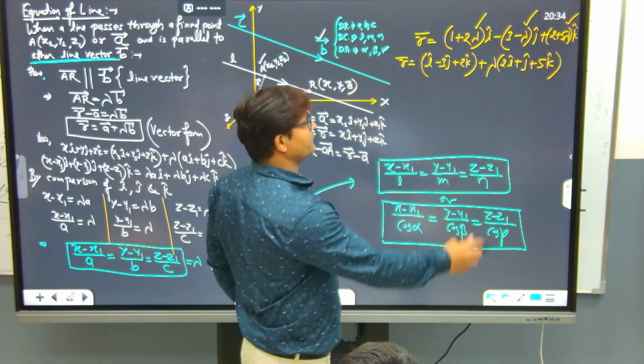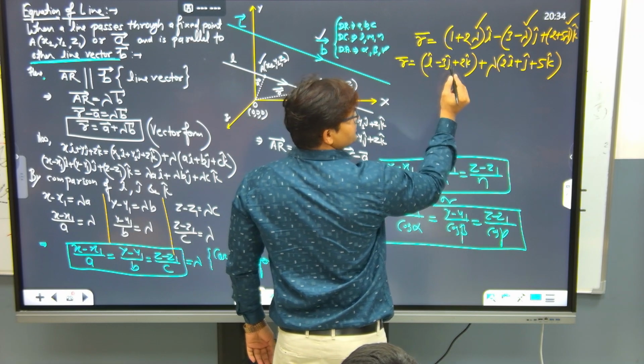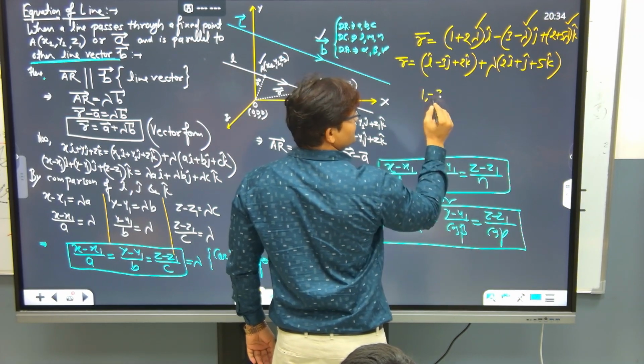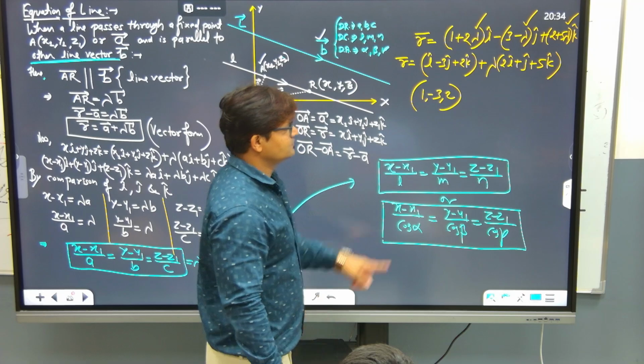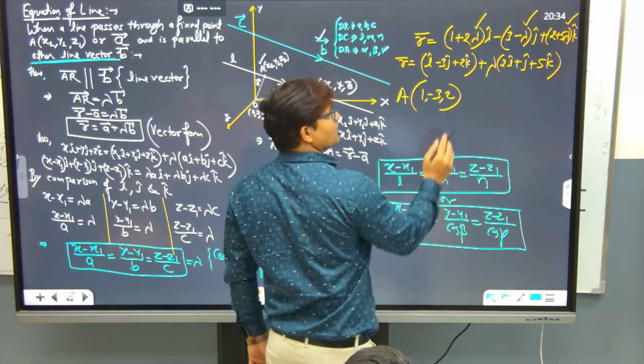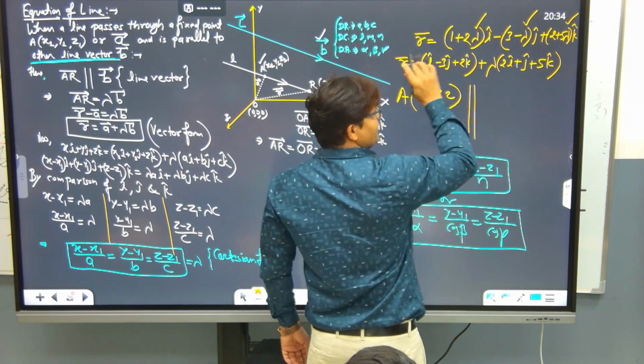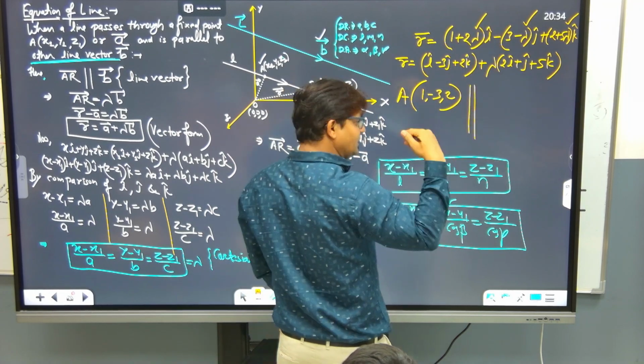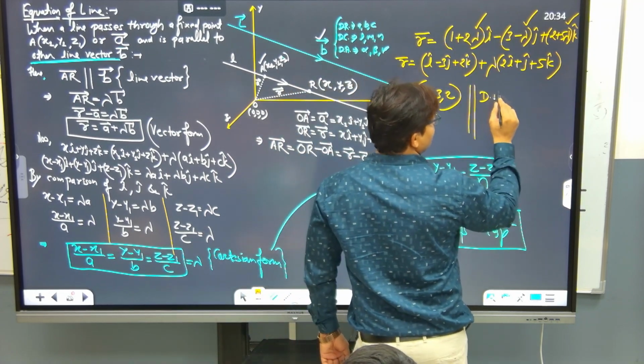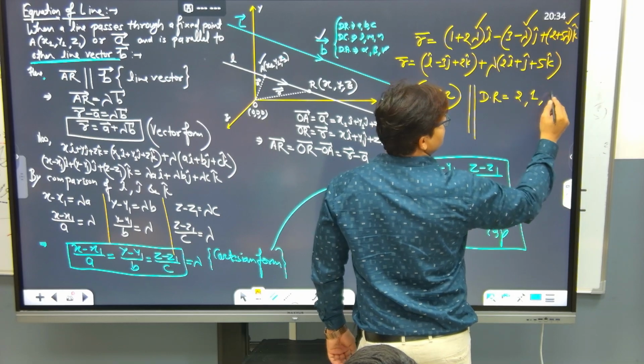Now check. In that case, this line passes through one fixed point. The coordinate of that fixed point is the i cap, j cap, k cap coefficients. So we can say this line passes through (1, minus 3, 2). That is our point A or vector A. And the direction of this line is what?